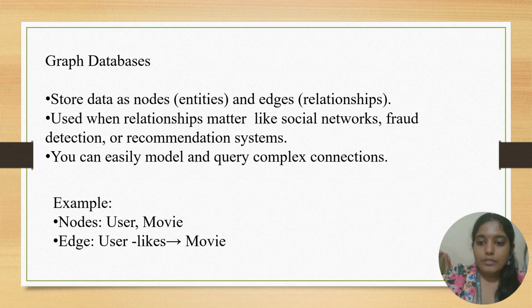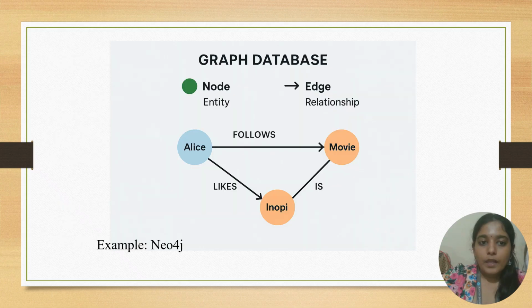So next one is graph database. So this stores data in the form of graph, that is nodes and edges. Nodes are entities and edges are relationships. So it is used when relationships matter like social networks, fraud detection, and recommendation systems. You can easily model and query complex connections. So this is how a graph database looks like.